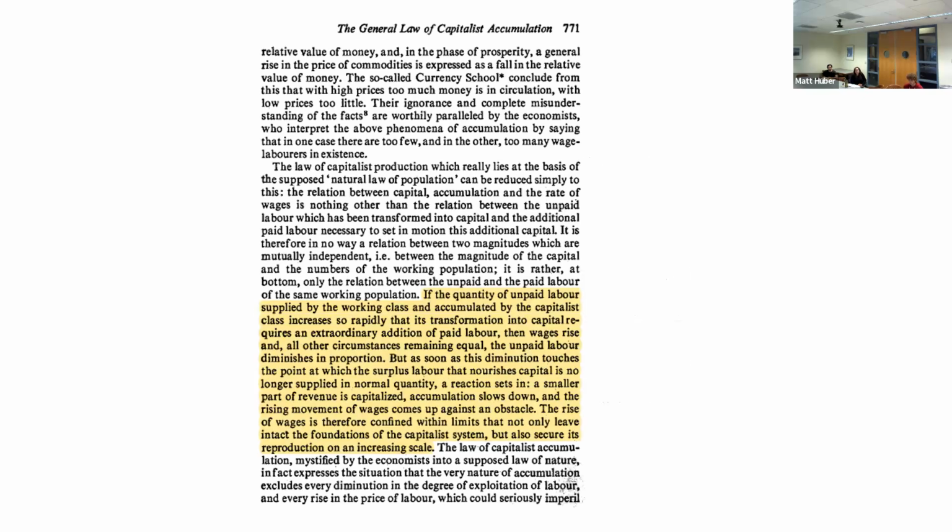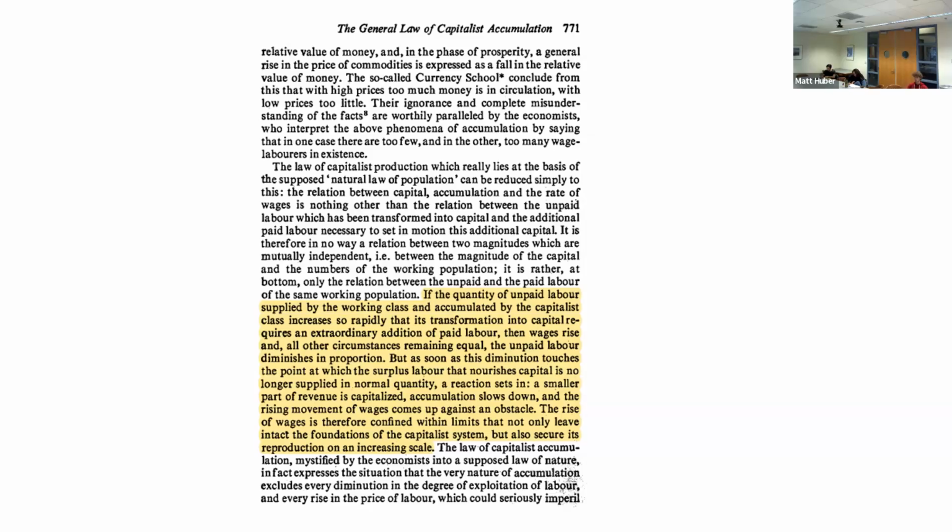And he has this great line about that. If the quantity of unpaid labor supplied by the working class and accumulated by the capitalist class increases so rapidly that its transformation into capital requires an extraordinary addition of paid labor, then wages rise, and all other circumstances remaining equal, the unpaid labor diminishes in proportion. So if accumulation gets so high, capital can afford to raise wages. A lot of people talk about the golden age of capitalism in the post-World War II era, where wages actually rose with productivity and everyone was happy. But profits were really high then too. Accumulation was booming, like everyone's just rebuilding the whole war-torn economy.